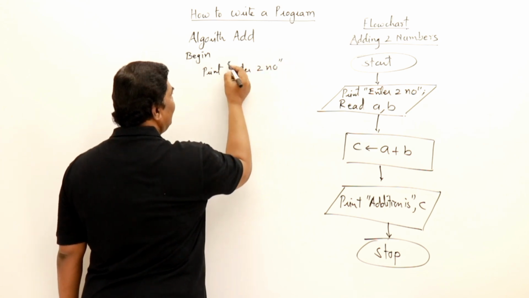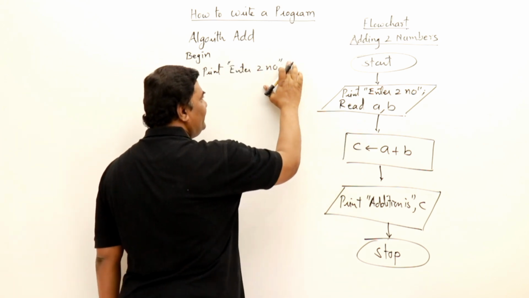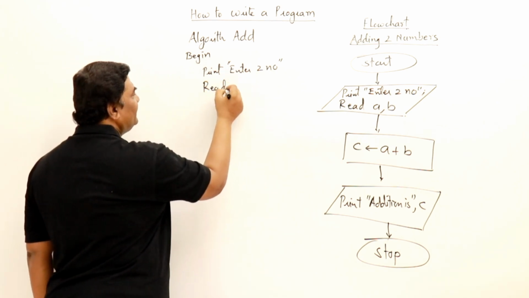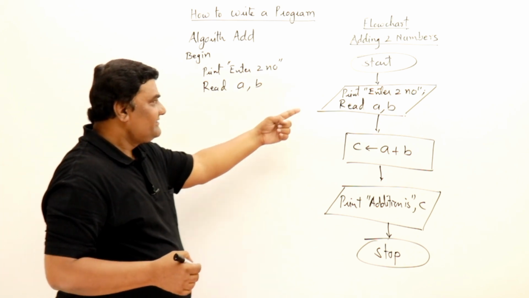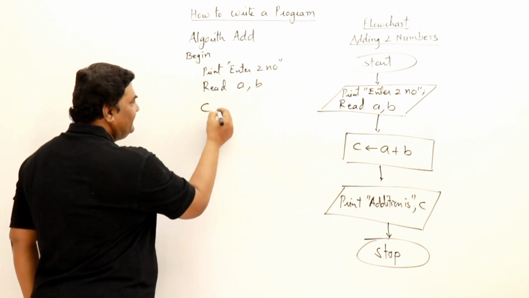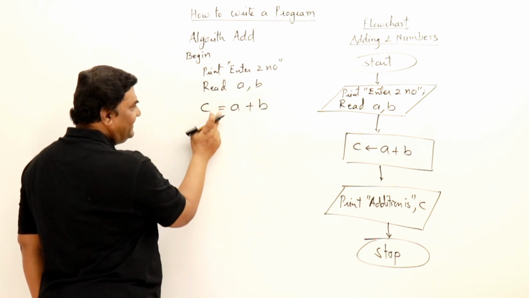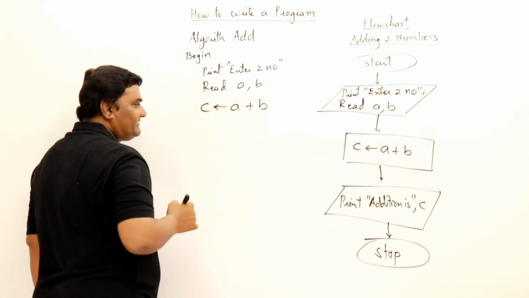This is a message I am giving. Then writing a semicolon or not, that is a choice because it's pseudocode. It's not strict. Then I should read two numbers in two variables, that is A and B. This is over. Now next step is processing. So C is assigned with A plus B. So I am writing this as an assignment. Don't read it as equal to, otherwise write an arrow like this.